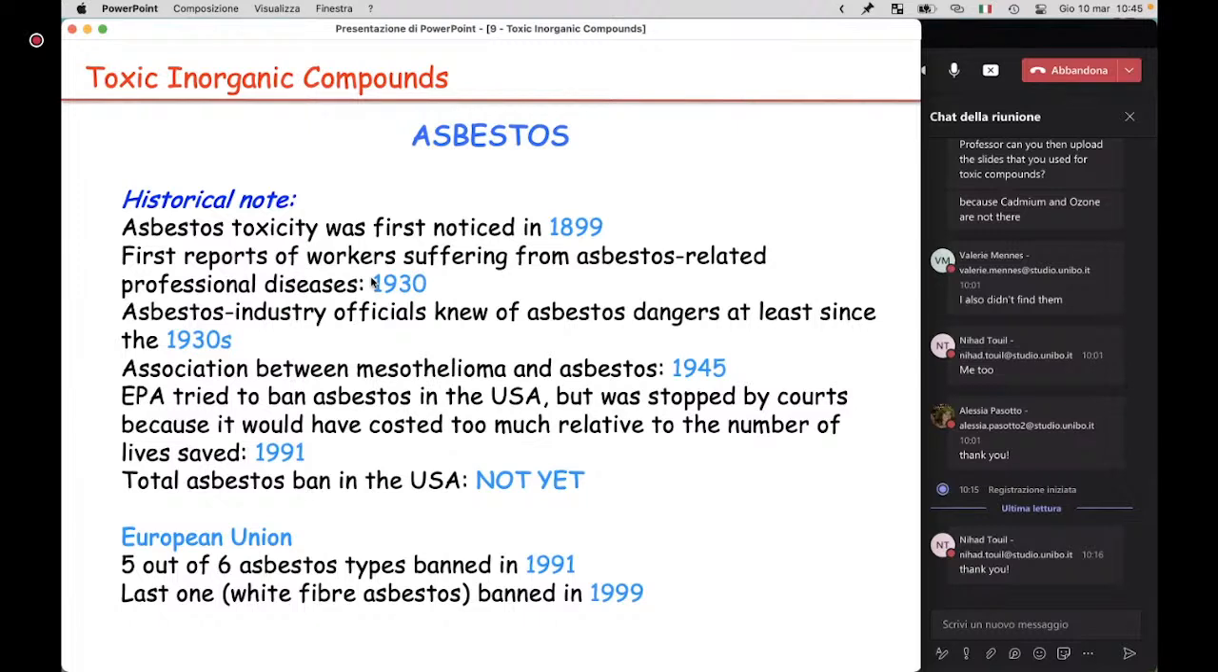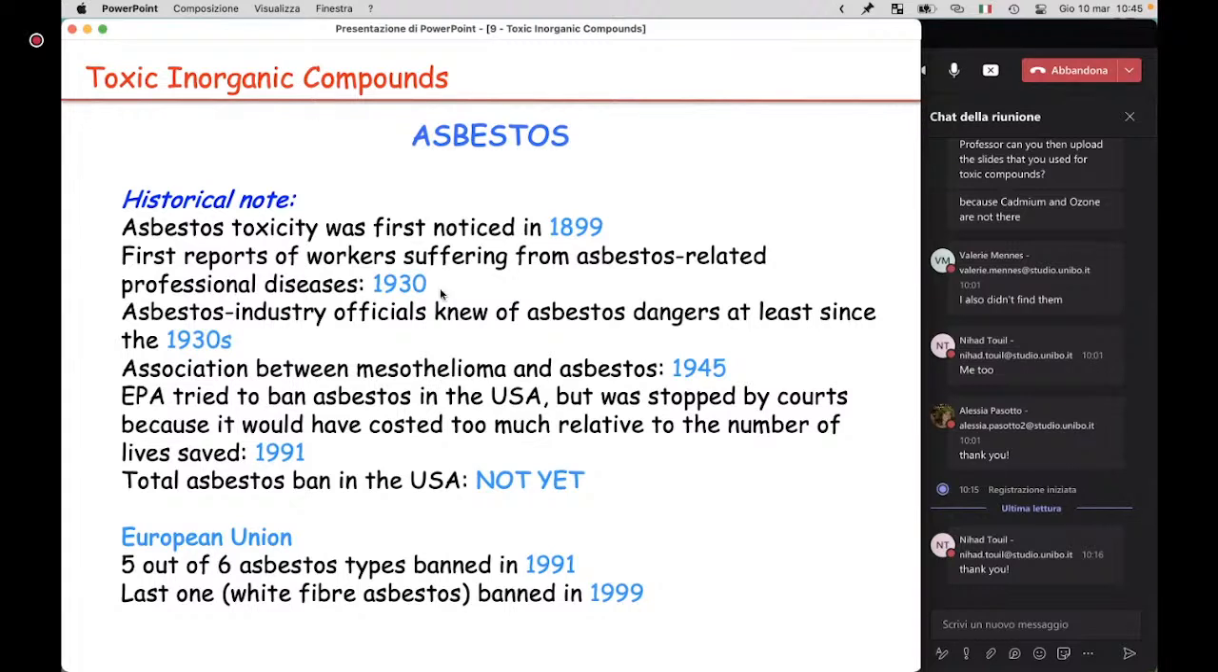Officials also knew from 1930, and we know from the end of the Second World War that asbestos can cause not only generic toxicity, but in particular mesotheliomas. And yet in the USA it is not completely banned. In the European Union it was banned only in 1991, mostly, or completely in 1999.